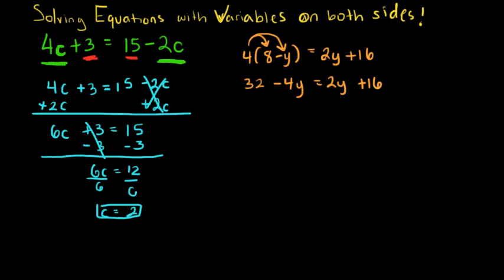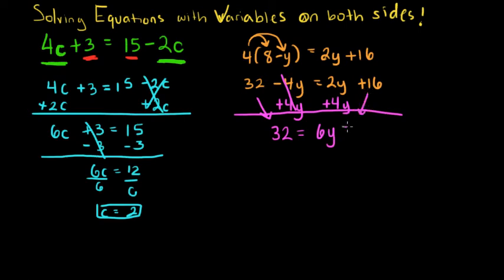From here, there's a lot of different options I could choose. You could subtract 32 on both sides, or I could add 4y to both sides. I could subtract 2y on both sides, or I could subtract 16 on both sides. None of those are wrong. I just want to pick one of those options and go with it. So how about adding 4y to both sides? So those cancel out, leaving me with 32 equals 2y plus 4y, that's 6y plus 16.